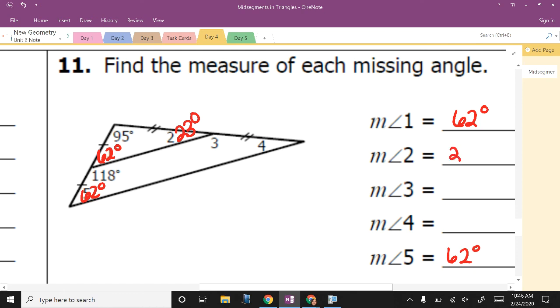What other angle is also 23 degrees? Angle 4, because those are corresponding. And how could I find the measure of angle 3? Subtract 23 from 180. Yes, because it's consecutive interior with angle 4, and it's a linear pair with angle 2. So 180 minus 23 is what? 157. Not bad, is it? You okay with that?